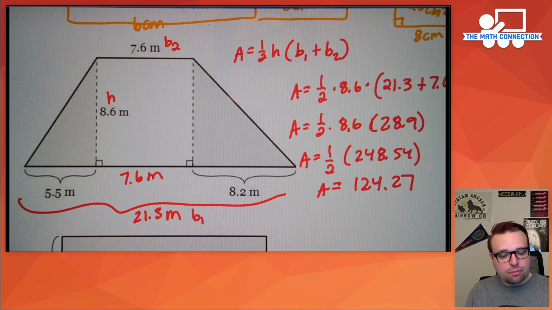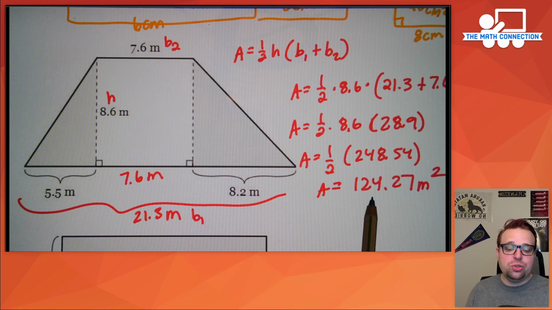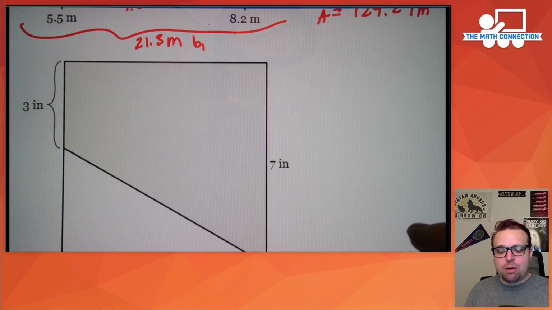It's cool. What are we missing? Pause, reflect, think about this problem. What didn't I write here? I didn't write the units. So the units are meters, and because we're talking about area, which is 2-dimensional, that would be meters squared. The area of this shape is 124.27 meters squared.